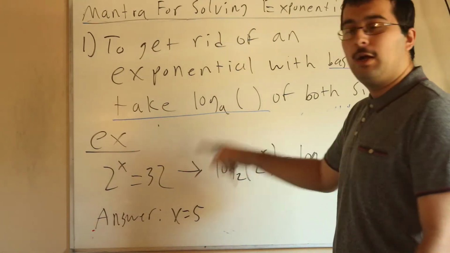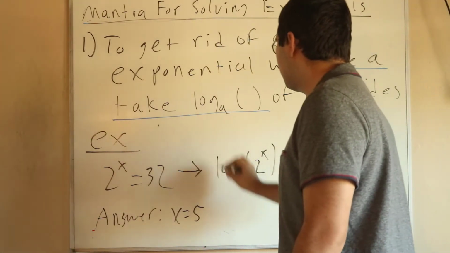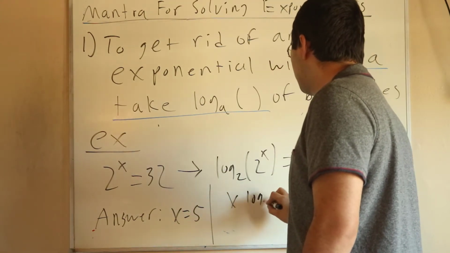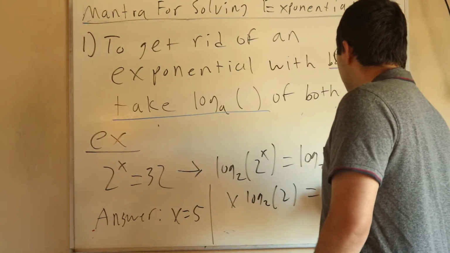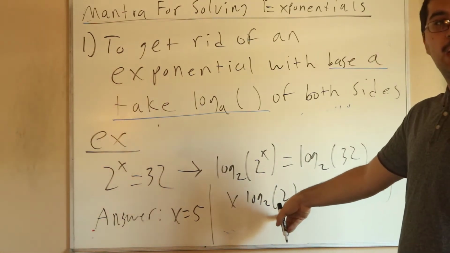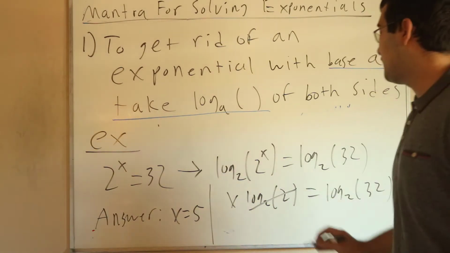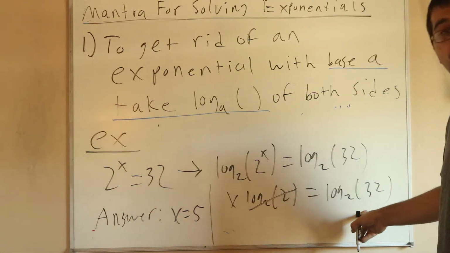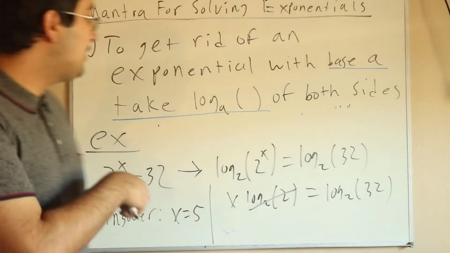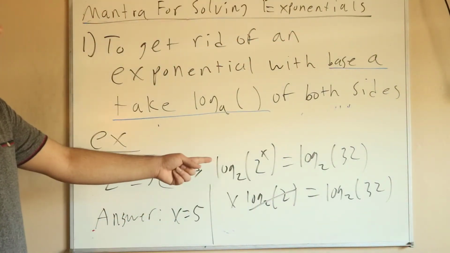Then again, apply the power property. We get x log base 2 of 2 equals log base 2 of 32. All right, that log base 2 of 2 is a 1. So I now have x equals log base 2 of 32. We need to solve this number. Right, but we can't do log base 2s in our calculator. So how would I solve that?